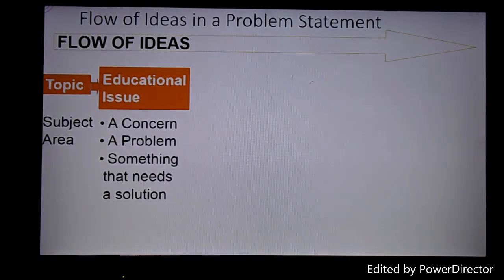Then it is a concern. It's an educational issue, a concern, a problem, something that needs a solution. That is the issue. So from the topic, you identify a concern in that topic, a problem that needs to be solved, or something that needs a solution.